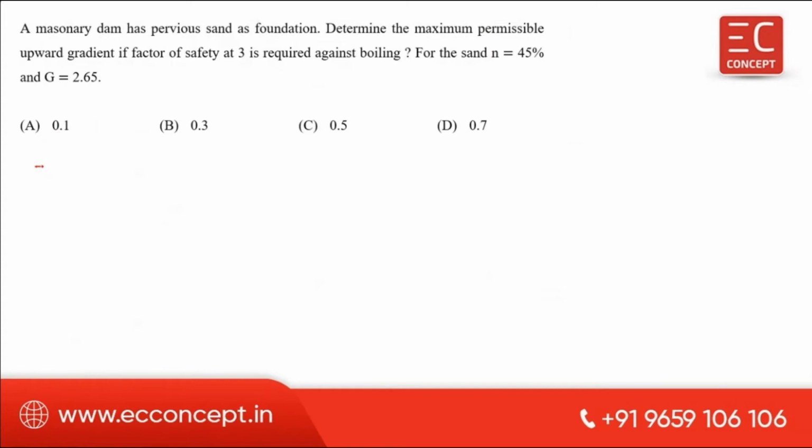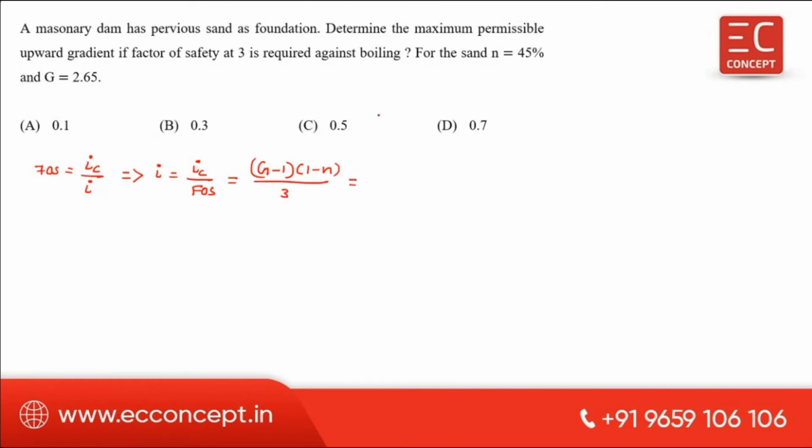So they are asking what is the factor of safety. That is the critical hydraulic gradient IC divided by I. So IC divided by I, we know that, factor of safety is this. Now this implies the actual gradient I is equal to IC divided by factor of safety. What is IC? They have given porosity, then IC is equal to G minus 1 into 1 minus N, divided by factor of safety 3.